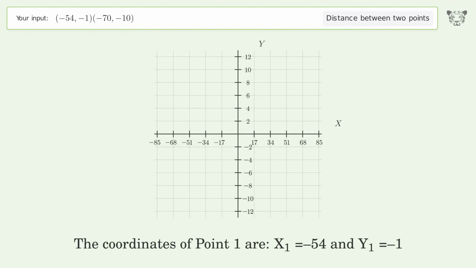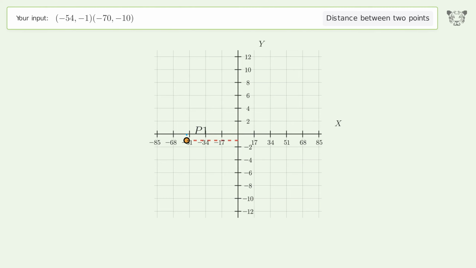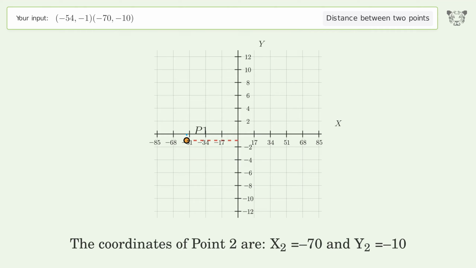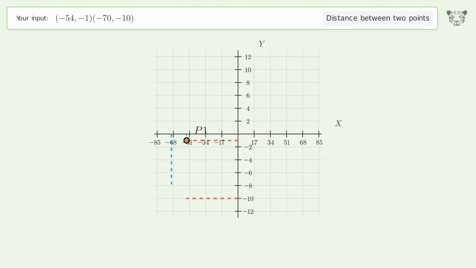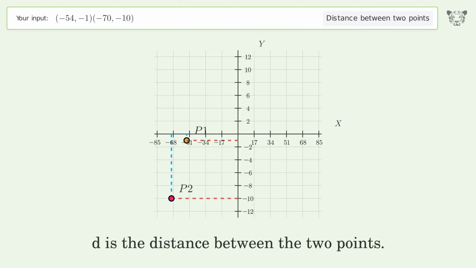The coordinates of point 1 are x1 equals -54 and y1 equals -1. The coordinates of point 2 are x2 equals -70 and y2 equals -10. D is the distance between the 2 points.